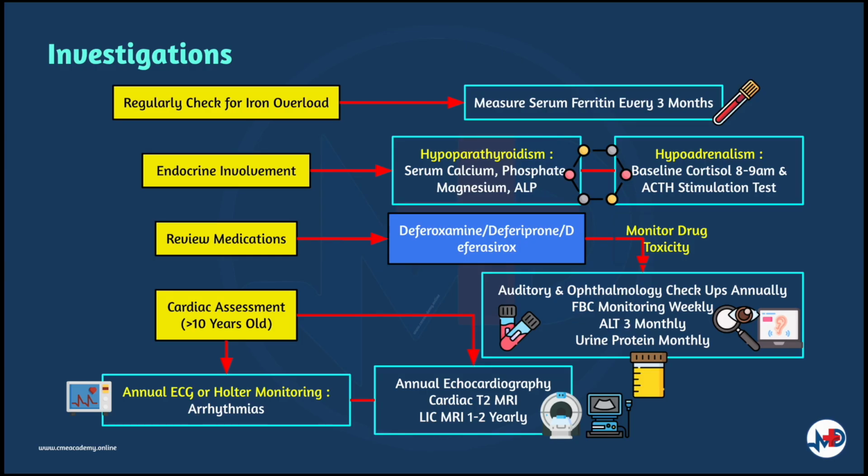In patients more than 10 years old, you will also have to do a specific cardiac assessment, such as annual ECG or Holter monitoring for arrhythmias, annual cardiac echocardiography, and cardiac T2 MRI done once or twice yearly.